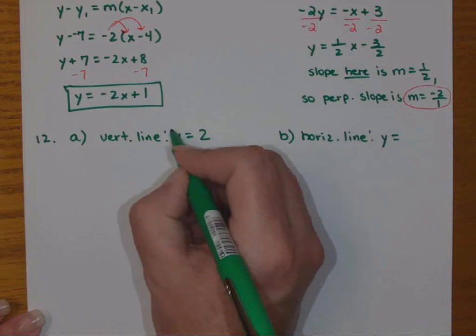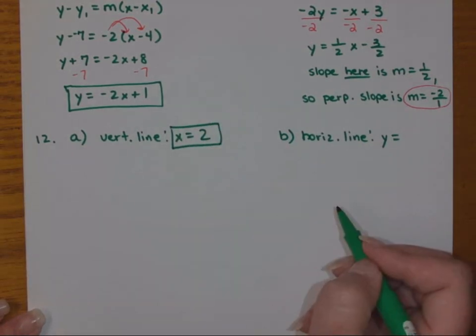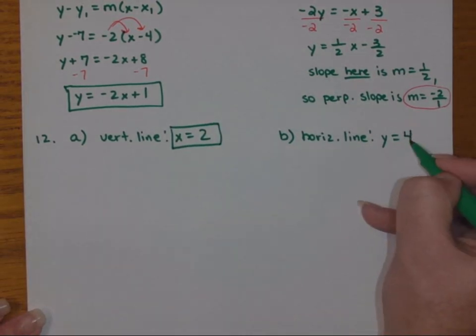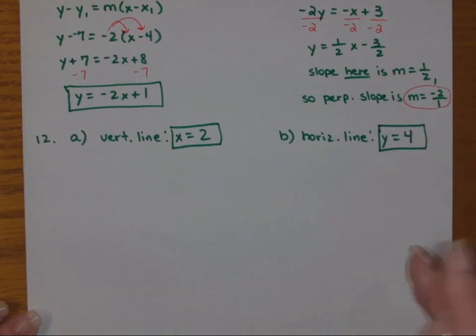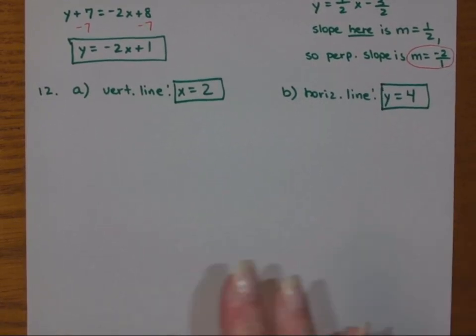So notice the x value is 2, so the vertical line through that point would be x equals 2, and then the horizontal line through that point would be y equals 4. Okay, so notice we need the x equals and the y equals. It's not okay for you to just say the number. It needs to look like an equation of a line.